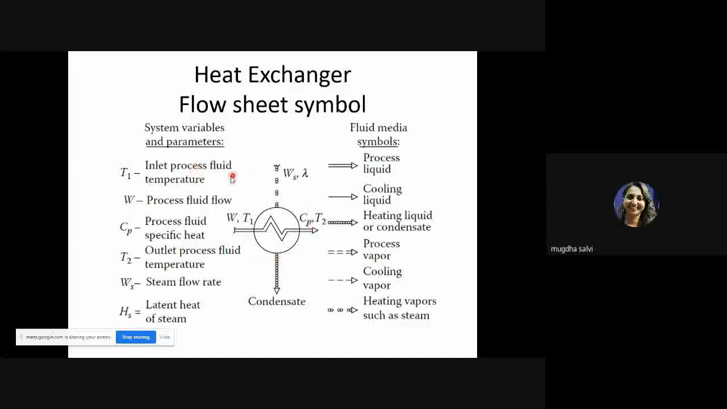You have inlet process fluid temperature, process fluid flow, process fluid specific heat, outlet process fluid temperature, steam flow rate, and the latent heat of the steam. I want you all to take down this diagram, please.